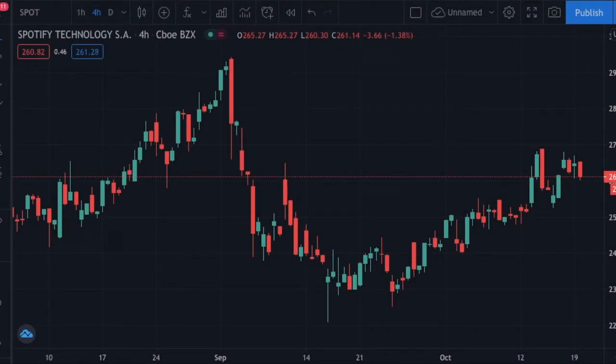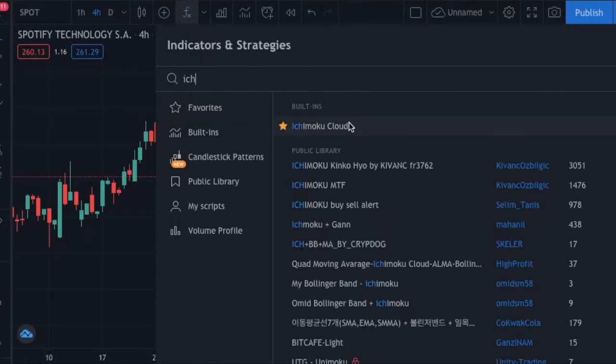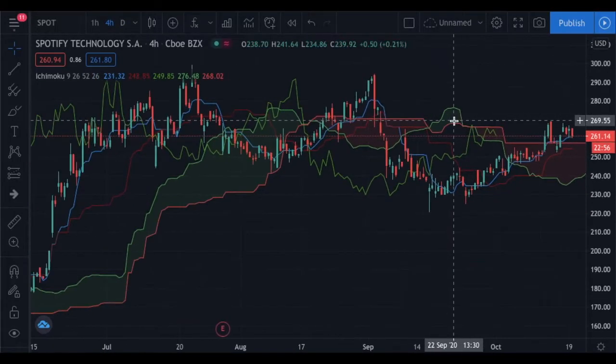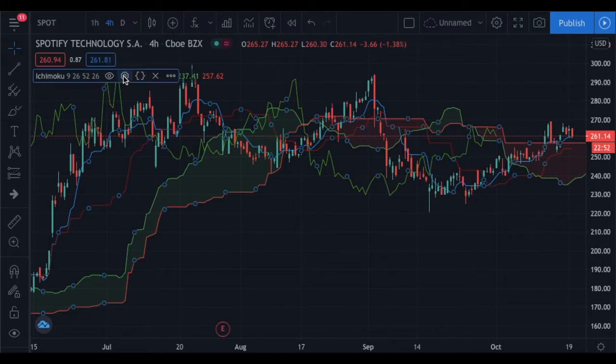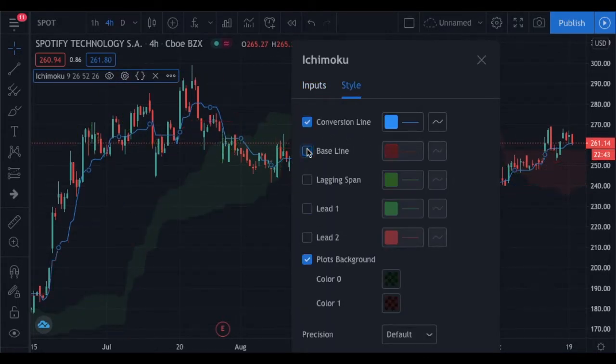Here, I will show you how to apply the Ichimoku Cloud on TradingView. On the top menu, you will click on the Indicators and Strategies section, and from the opening window, we will search for the Ichimoku Cloud. It looks like a mess, right? I hope after seeing this video you won't think that way. Okay, I will open the settings and we will start from scratch.